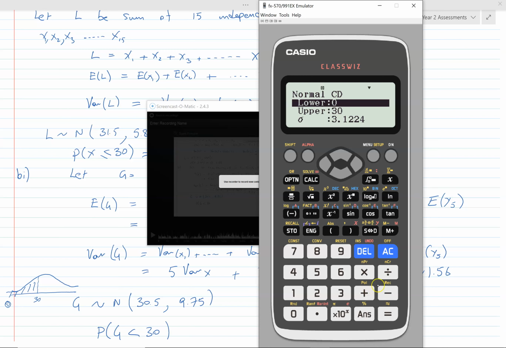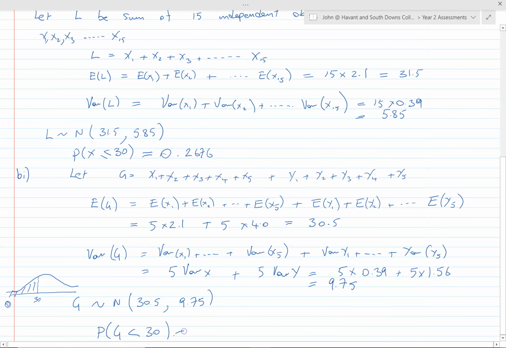So lower 0. The upper, we're going to put 30 in. The standard deviation, we put the square root of 9.75. And the mean is 30.5. So we have that number there, 0.436 to 3 significant figures.